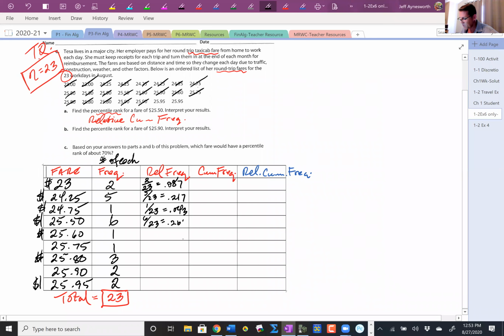Okay, so 0.261. Next one is 1 divided by 23. These are going to be the same. All right, here. And let's go to Melina. What did you get for that one?